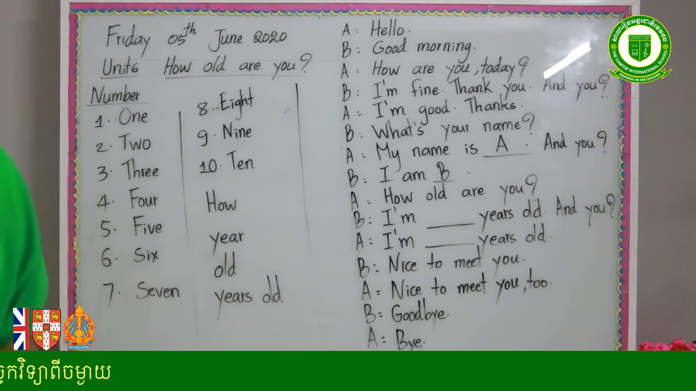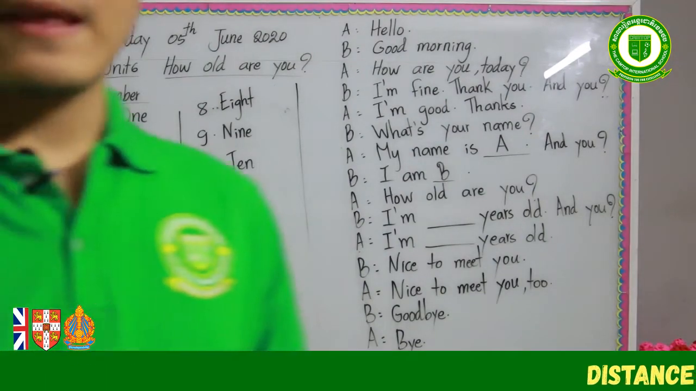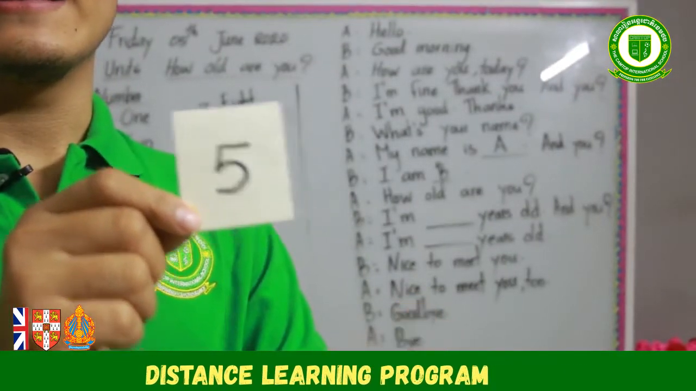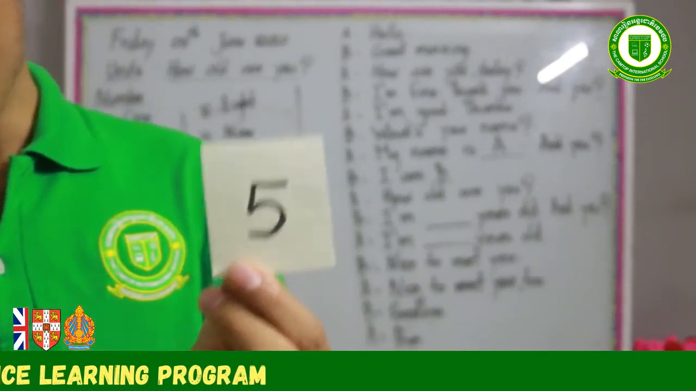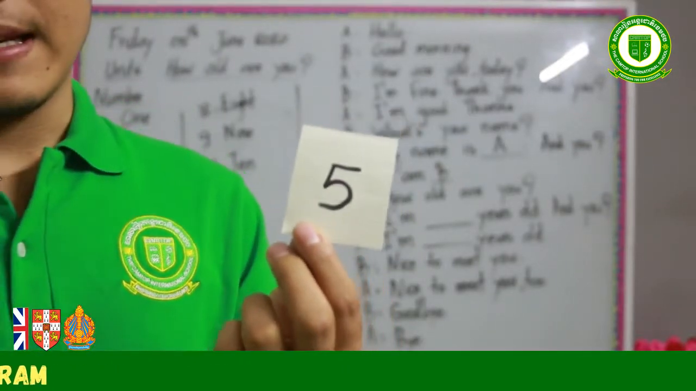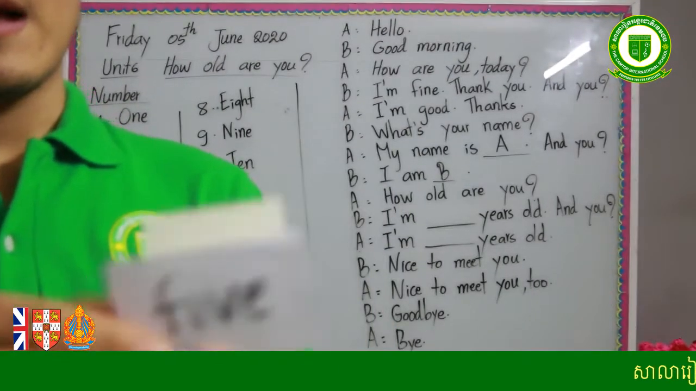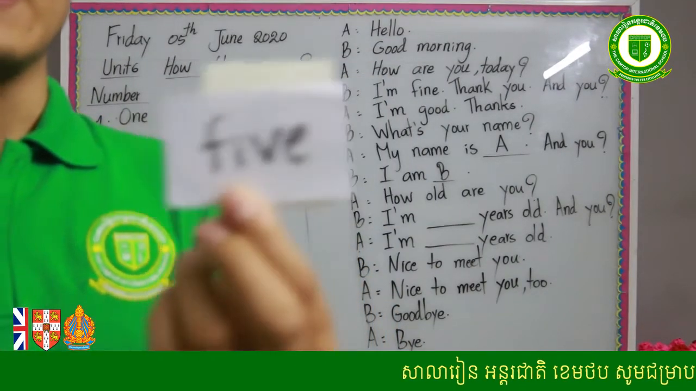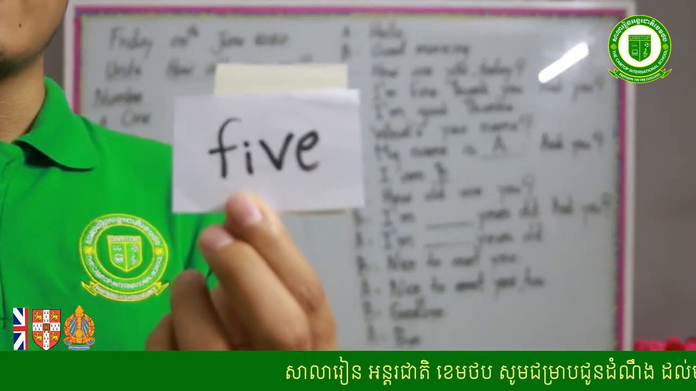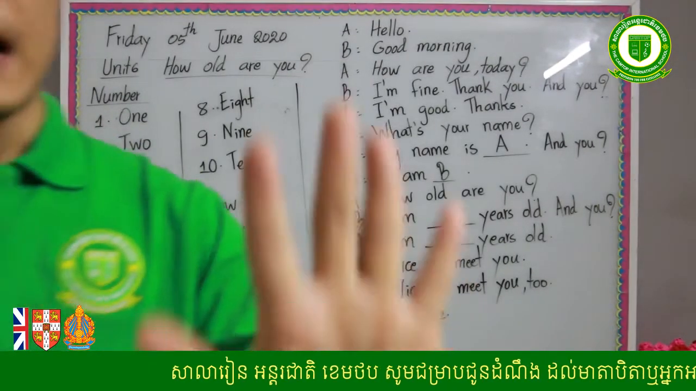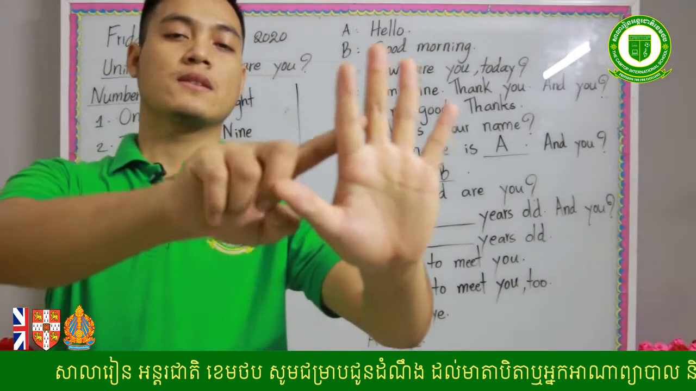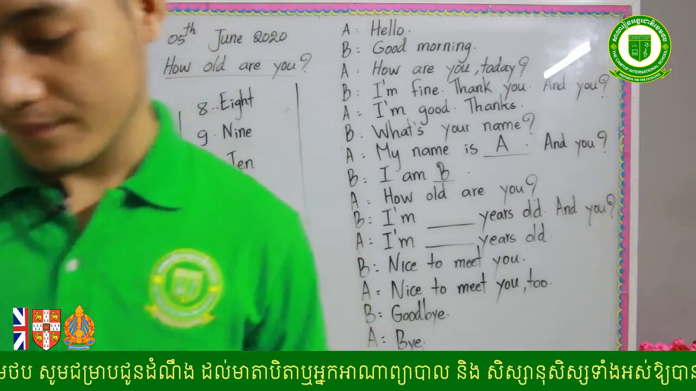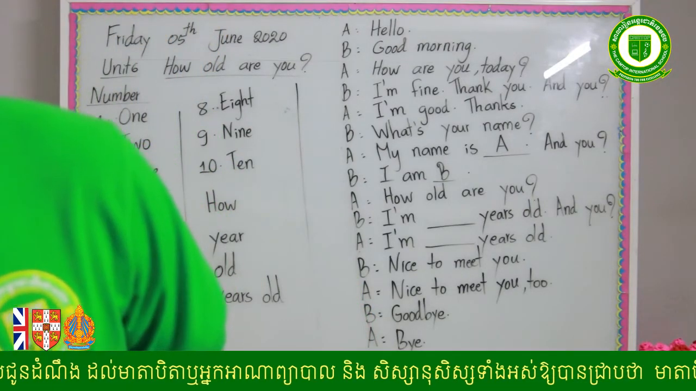The next one is, what number is this? Number 5. Good. How do you spell 5? F-I-V-E. Five. Look at the fingers here. How many fingers? 1, 2, 3, 4, 5. Okay, 5 fingers. Good.